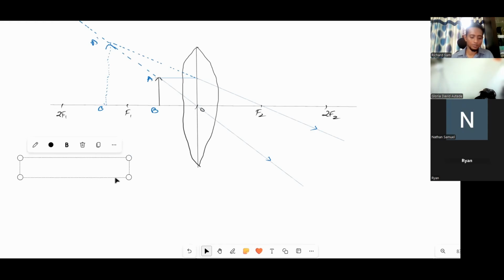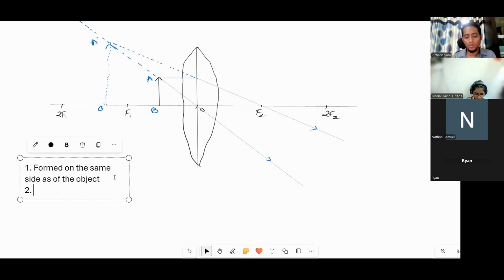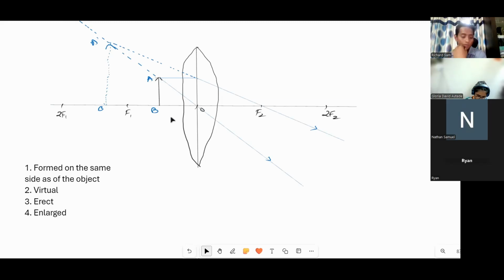Now what are the properties? First property, where is it formed? On the same side as the object. Second one, real or virtual? Virtual. Now all virtual images will be inverted or erect? Erect. And fourth one is the size. What happened to the size? Enlarged. Okay, so these are the four properties when the object is placed between F1 and O.